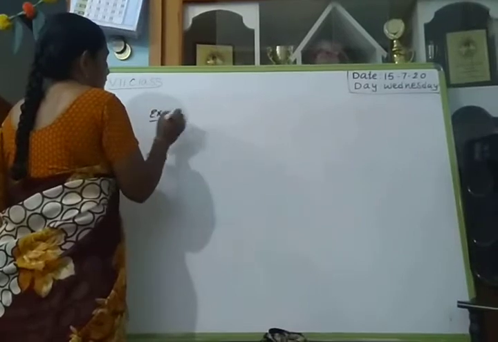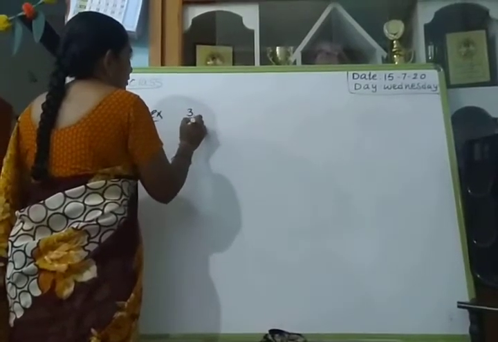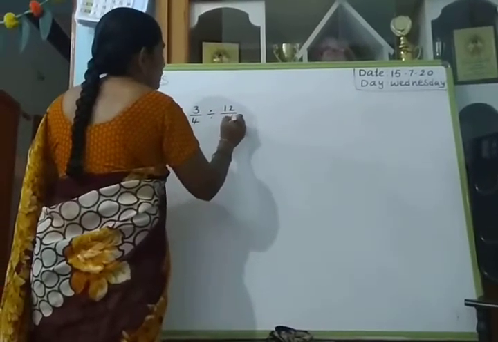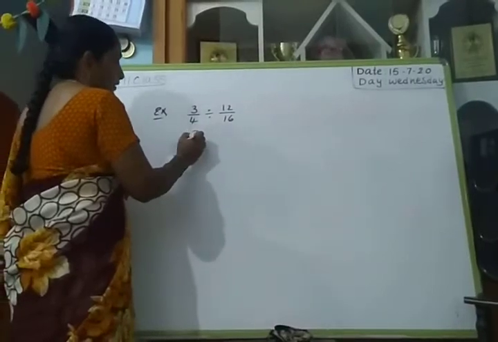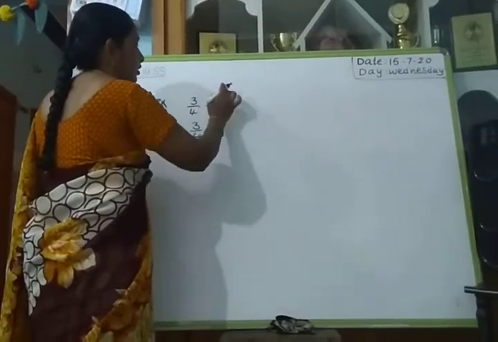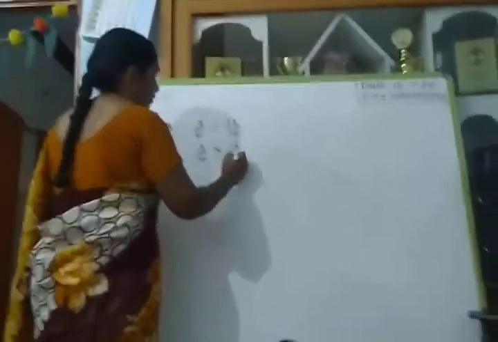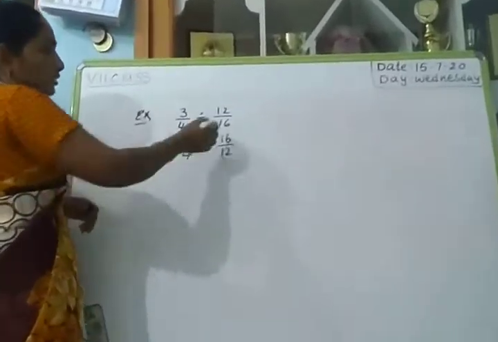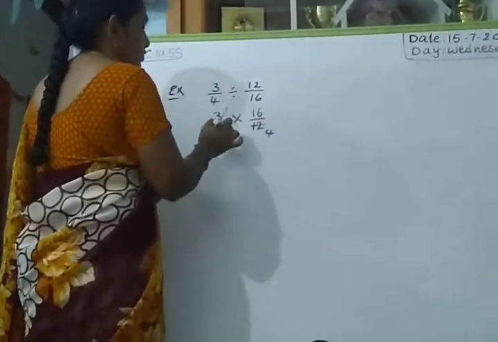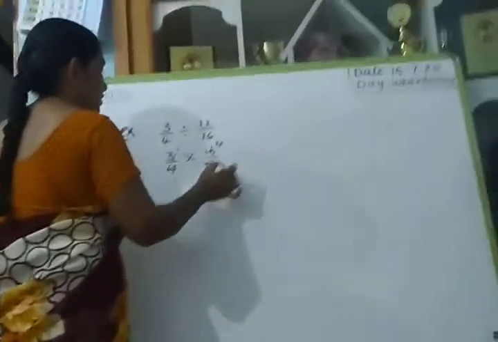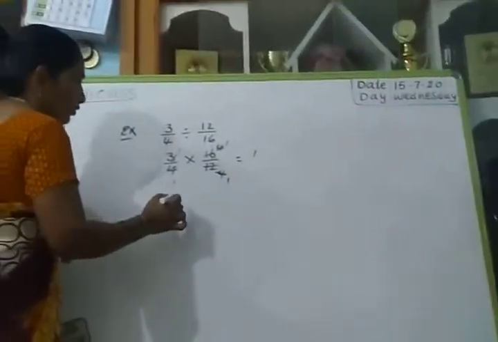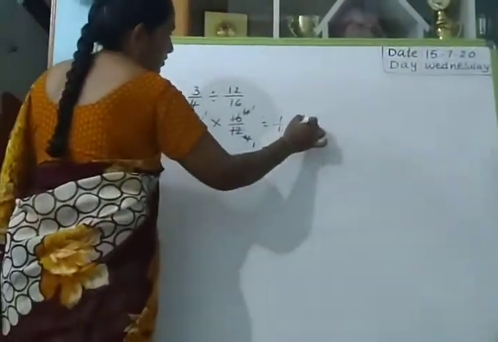Example: 3 by 4 divided by 12 by 16. 3 by 4, after that what we have to do? Product and reciprocal of 12 by 16. What will you get? Reciprocal of 12 by 16 is 16 by 12. If simplification is possible, you can do: 3 ones are 3, 4 fours are 16, 4 ones are 4. Answer 1 finally. If you don't know simplification, 1 by 1 is nothing but 1.